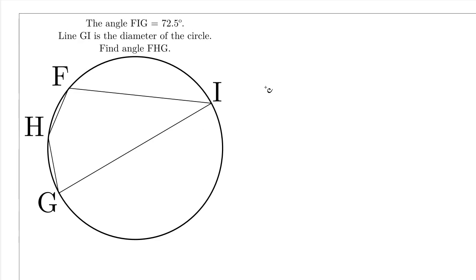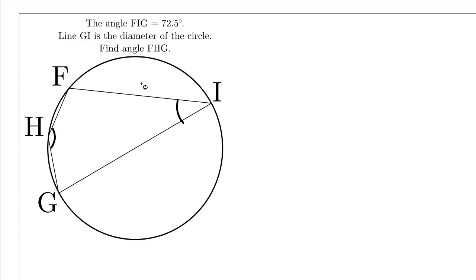Okay, question 2 of this theorem. The angle FIG, this one, is 72.5. The line GI is the diameter of the circle. Find angle FHG, this one here.